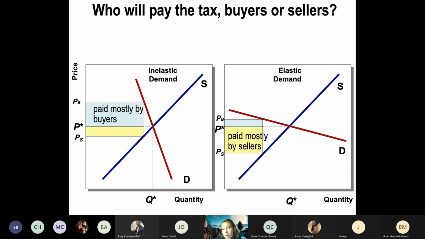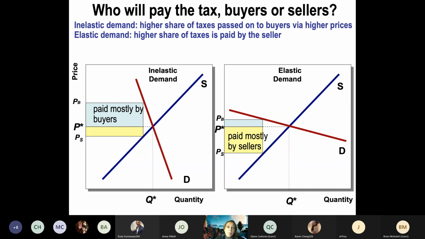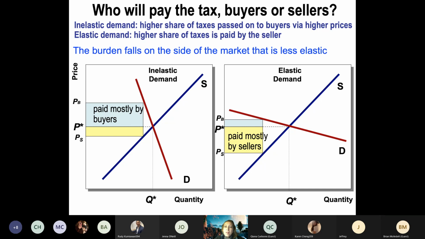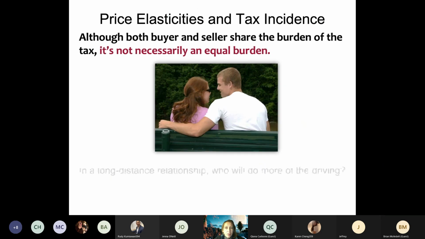In the second market, the sellers' elasticity of supply tends to be higher than even the buyers' elasticity of demand. So the incidence of the tax falls more heavily on sellers in that case. The burden falls on the side of the market that is less elastic.